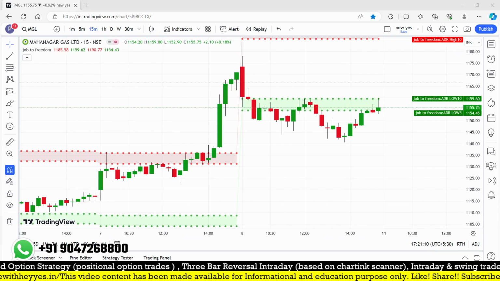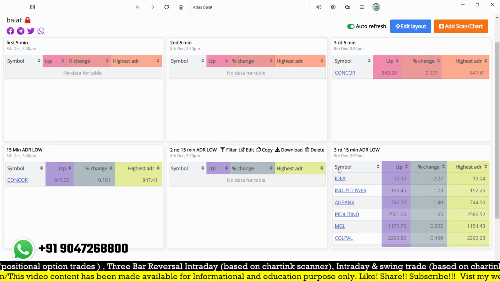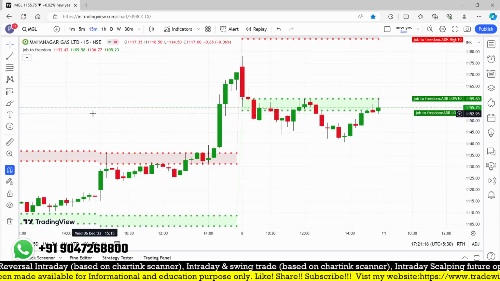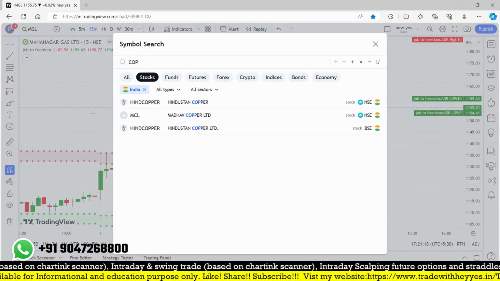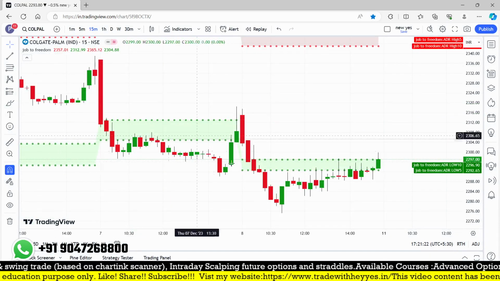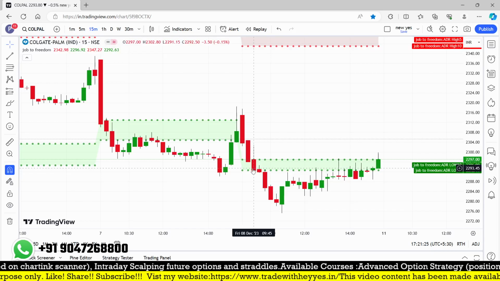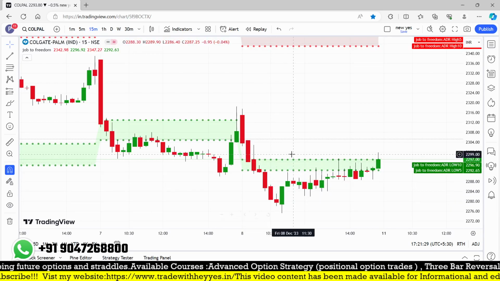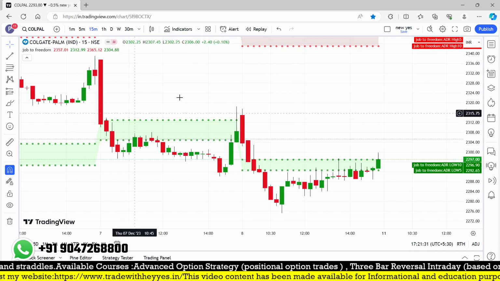Okay, and there are a lot more scanners which we are going to create, and this dashboard. Navin Fluoride and Coal India are not liquid in options, so be careful before trying an option trade. The third candle has closed, and the next fourth candle is down. So maybe there is a small scalping opportunity available on this stock.